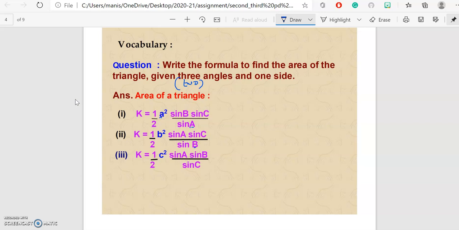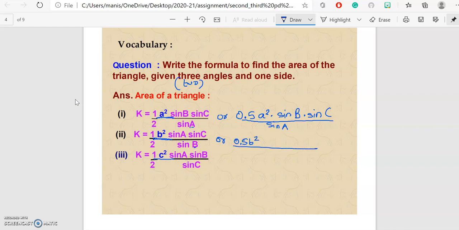We can also use this formula just to make it calculator friendly. You can extend this fraction part over here, or you can change your 1/2 to 0.5. So it will be 0.5 a squared times sine of b times sine of c divided by sine of a. So the second formula over here will be 0.5 b squared.